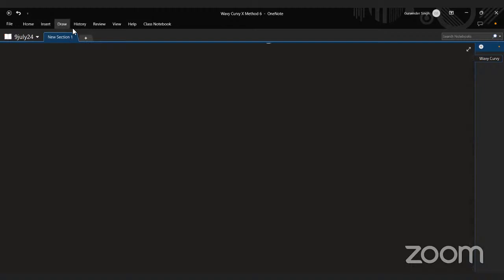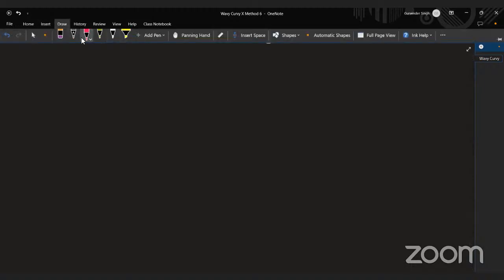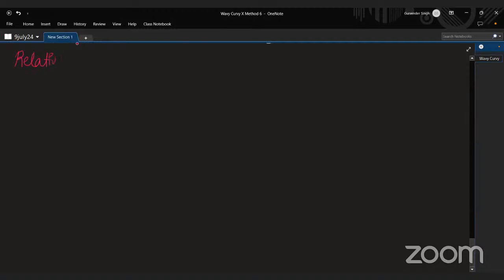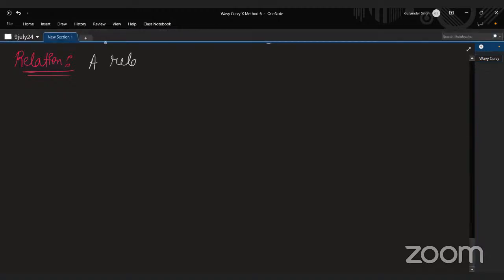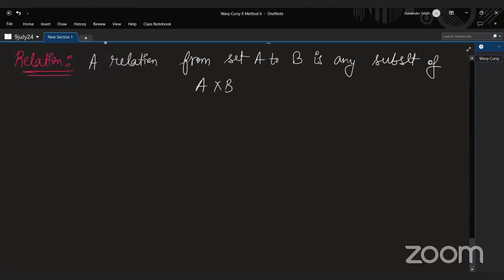So now we will start with relation. So basically, a relation from set A to B is any subset of A cross B. Any subset of A cross B.